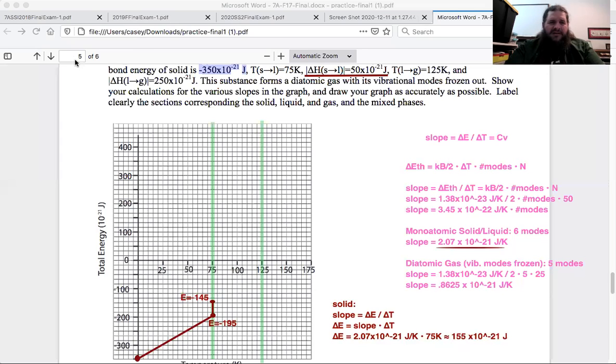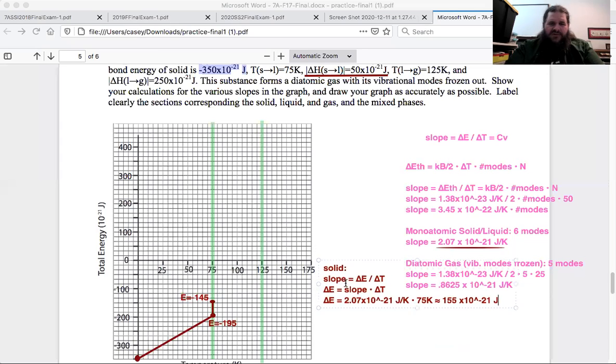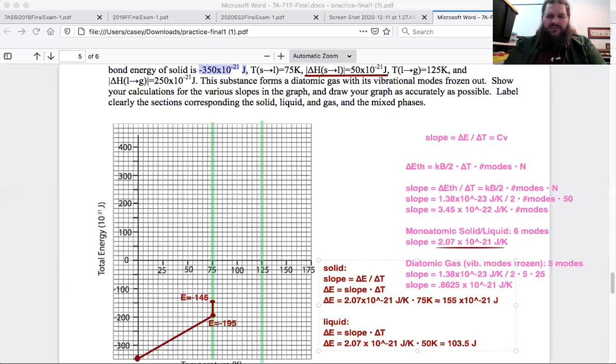And we can predict that again using the same sort of formula. Slope equals delta energy over delta temperature. So during the liquid phase, delta energy is going to be slope times delta temperature. Slope is still 2.07 times 10 to the negative 21. But what's the temperature change from melting point to boiling point? Yeah, 50 Kelvin, multiply those together. 2.07 times 50, so we get about 103.5 times 10 to the negative 21 joules.